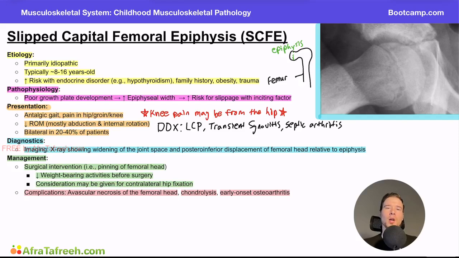Now, a couple things here. We have to think about the age of the patient. This is a 12-year-old boy, potentially in that growth spurt range. Patient was recently sick, so we can consider something like transient synovitis. But the key here is the radiographs show us that there is slippage, right? It shows us that the femoral head and the epiphysis are not well aligned, and this is very consistent with slipped capital femoral epiphysis. Additionally, the patient's BMI was in the 90th percentile, so that is a risk factor for them actually having this condition. The best treatment option at this time is going to be surgical pinning of the femoral head.